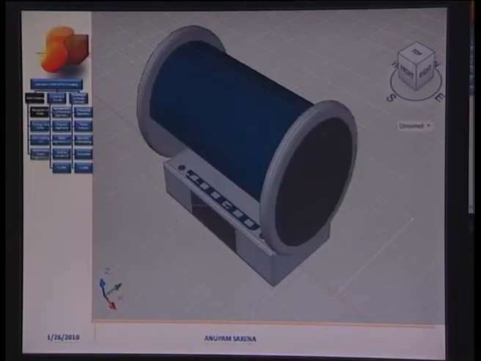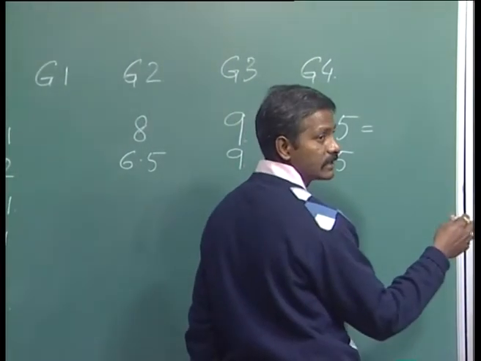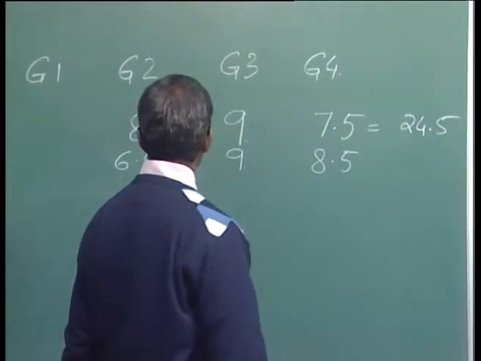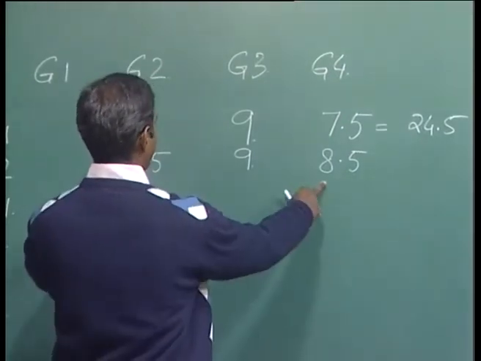This is the second form from group 1. Group 4, how do you evaluate this? 8.5. Group 3? 9 marks. Group 2? 6.5. 8.5 and 9 is 17.5, and 7.5 is 24.5. 6.5 and 9 is 15.5, and 8.5 is 24.